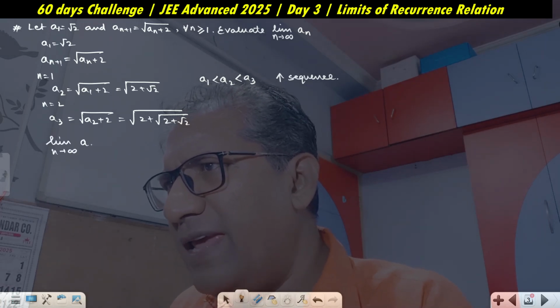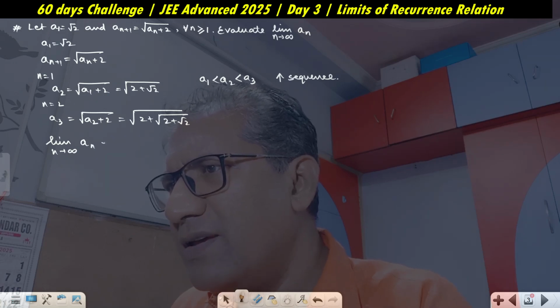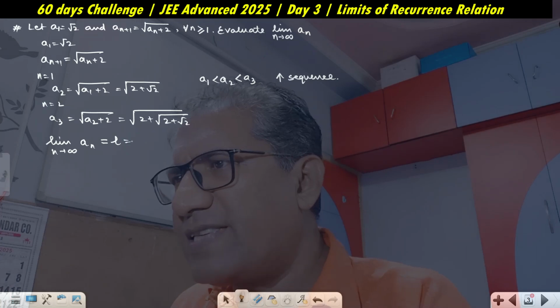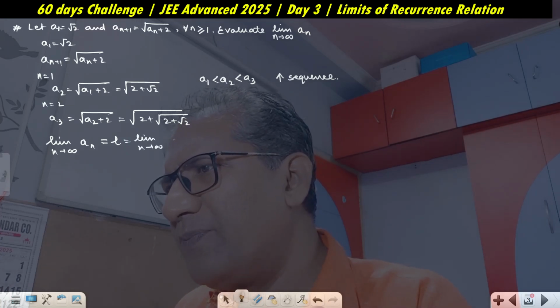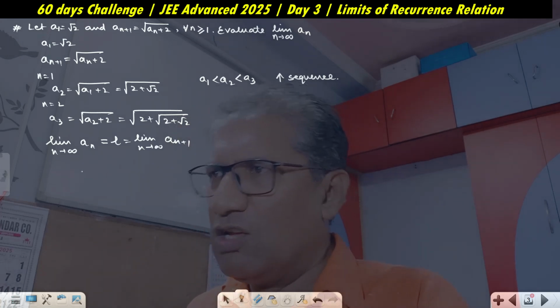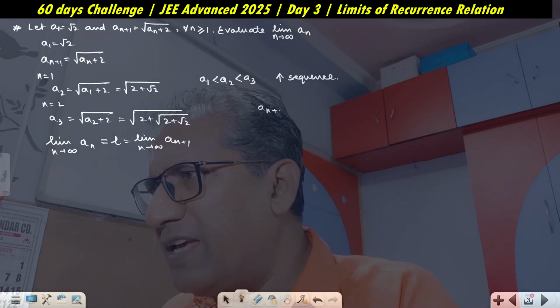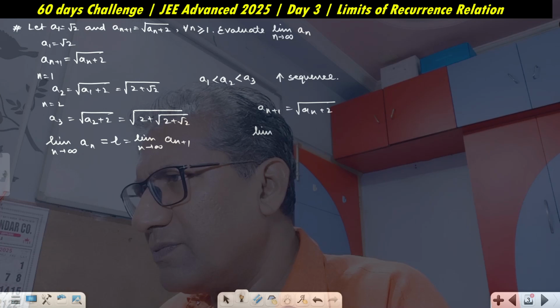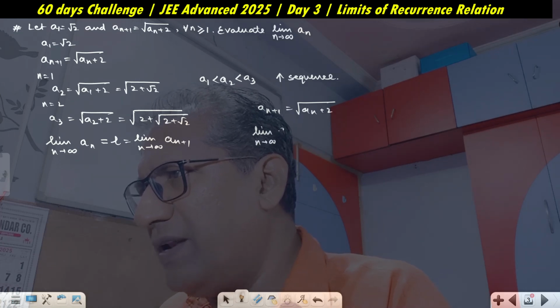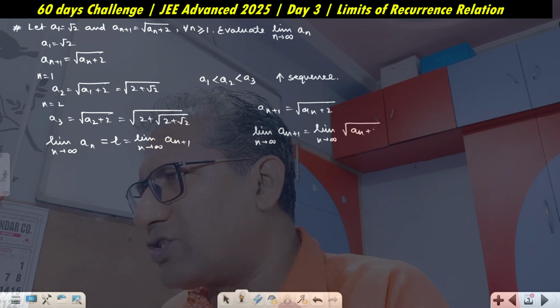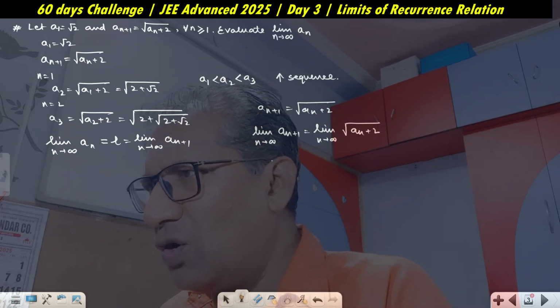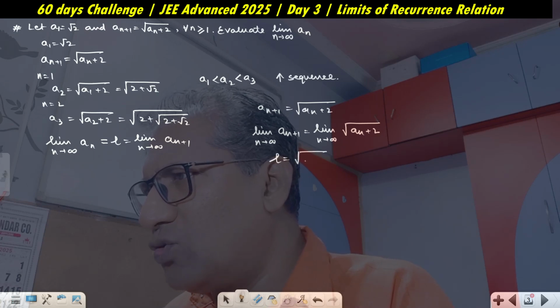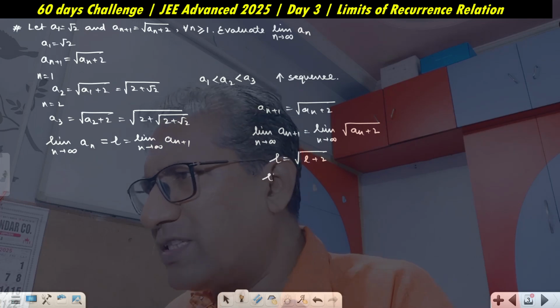Now, let us assume the limit as n tends to infinity of an exists and equals L, which is the same as the limit of an+1. So, in the recurrence relation which has been given to us, let me take the limit on both sides. The limit of an+1 is equal to the limit of root of an plus 2. Let me replace this by L, which equals root of L plus 2. Square both sides.